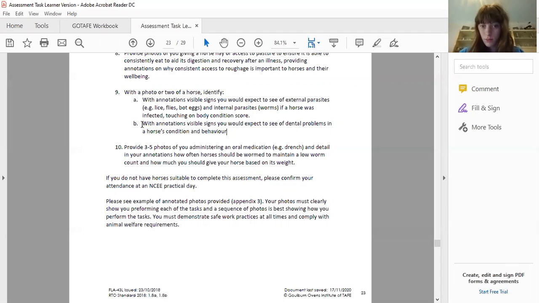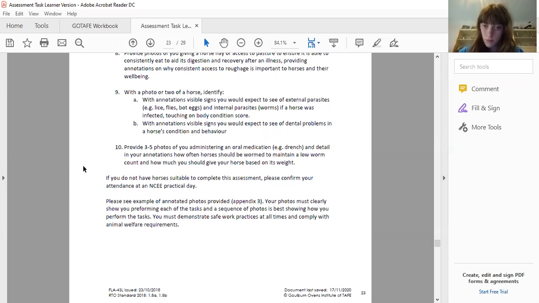Then B, with annotations, visible signs you would expect to see of dental problems in a horse's condition and behavior. So again, same picture. What visible signs would you expect to see with regards to the horse's condition? So not so much quitting food or head tossing, which are signs we would see of dental problems, but okay, if they're struggling to eat food, that's going to affect their body condition and their body score. So what would we expect to see for that?